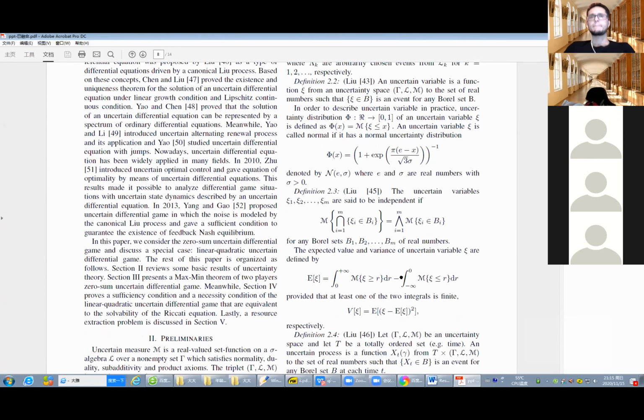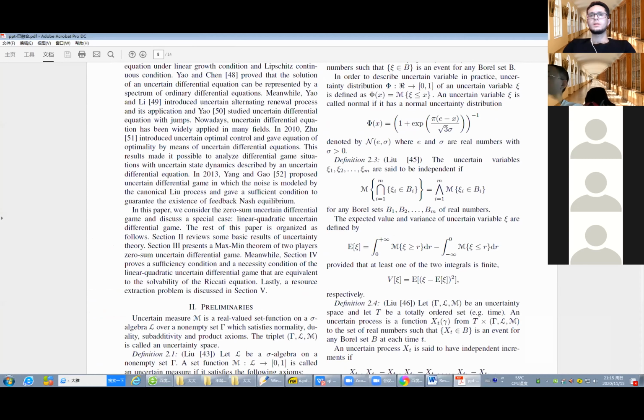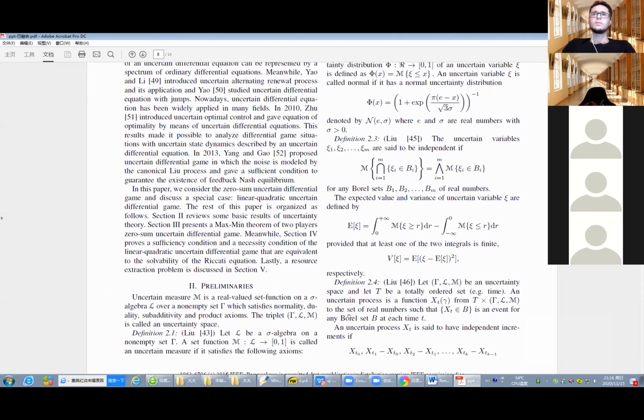The main difference between stochastic differential games and uncertain differential games is that in the stochastic case we often use the Ito formula, but different from the Ito formula, we use uncertain calculus. Look at this.